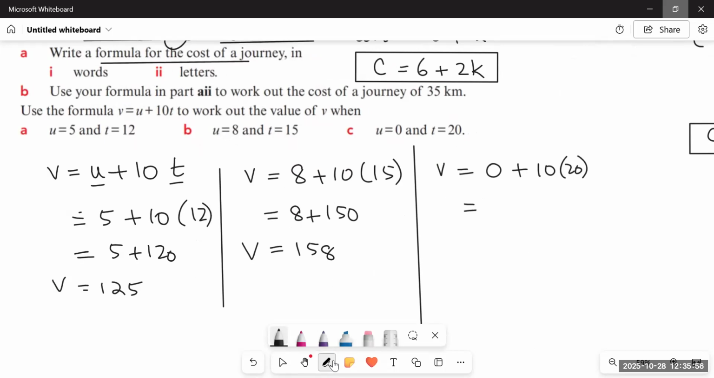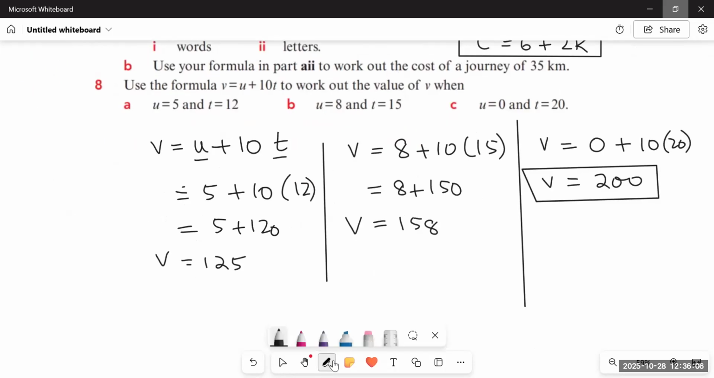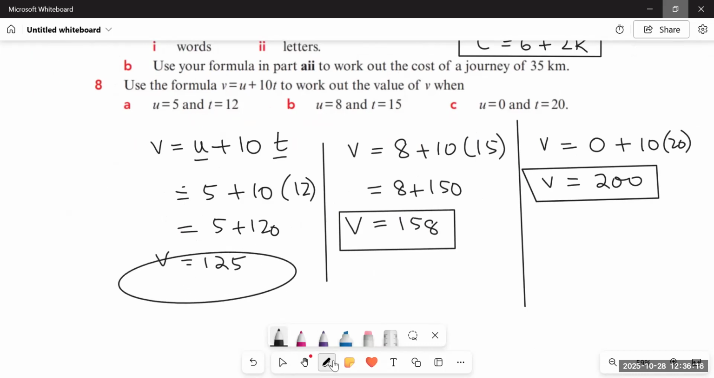So 0 would be removed and 10 20s are 200. So V is equal to 200. So you see in all these expressions, we are getting different answers. Why? Because the values of V are dependent on the values of U and T. Since the values of U and T are different, that's why we are getting different answers for the three expressions.